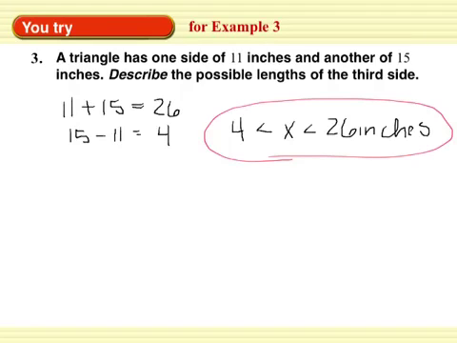Okay, the sum of the two numbers is going to be your biggest, the possible largest side, and the difference is going to be the possible smallest side. So x has to be in between 4 and 26. Note that we are not saying 4 is less than or equal to x, less than or equal to 26. Okay, it's just less than and greater than. It can't be equal to.